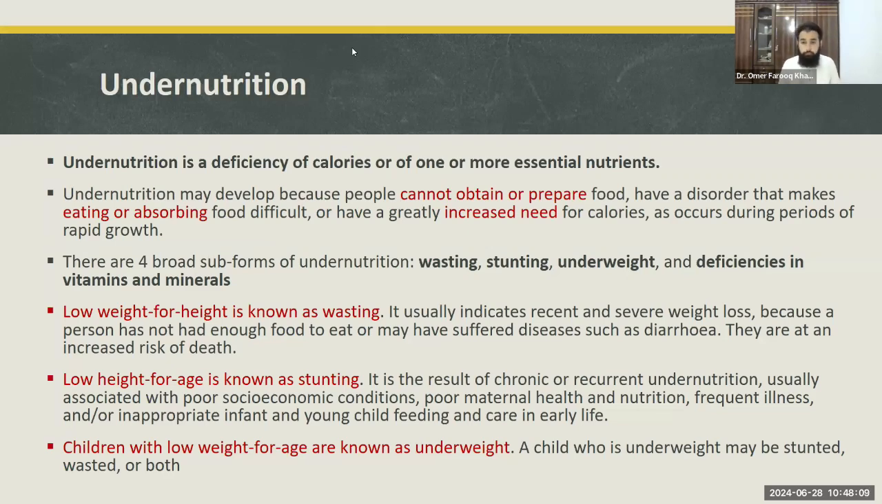Then there are people who have eating disorders, who do not eat properly because they are always thinking about whether they will get sick or not. Then there is also a problem with food absorption. And there are people who have greatly increased need for calories, of course during periods of rapid growth from ages 12 to 16 years. There are four broad subforms of undernutrition: wasting, stunting, underweight, and deficiencies in vitamins and minerals.